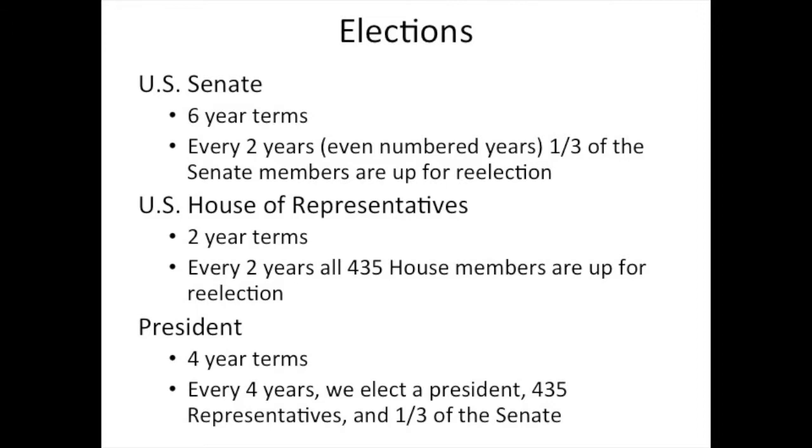The representatives in the House are elected every 2 years. They serve a 2-year term. So we get a new House of Representatives essentially every 2 years. Again, every 2 years, an entirely new House is elected. Now, the House consists of 435 members.